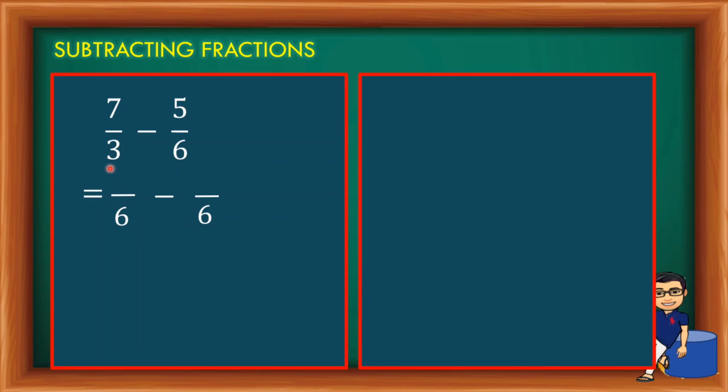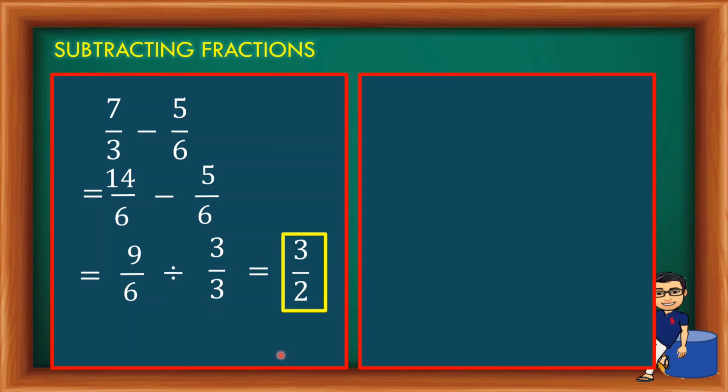6 divided by 3 is 2. Times 7 is 14. 6 divided by 6 is 1. Times 5 is 5. So, same denominators na. So, pwede na natin isubtract 14 minus 5. That will be 9. So, copy na natin ang same denominator. So, ngayon, pwede siyang i-simplify kasi pwedeng i-divide sa 3. So, pag dinivide sa 3, 9 divided by 3 is 3. And 6 divided by 3 is 2. Therefore, our answer is 3 over 2.